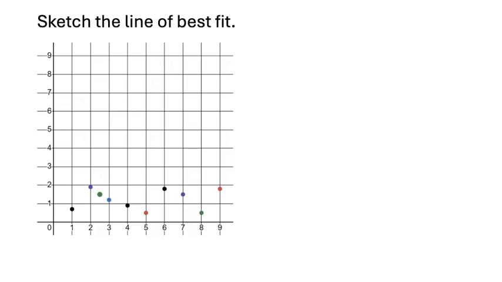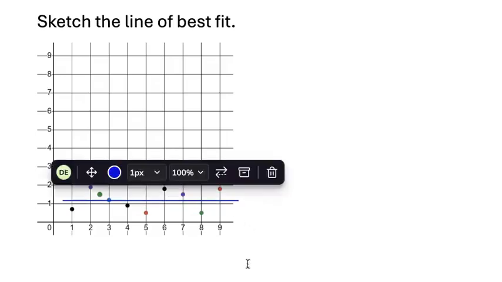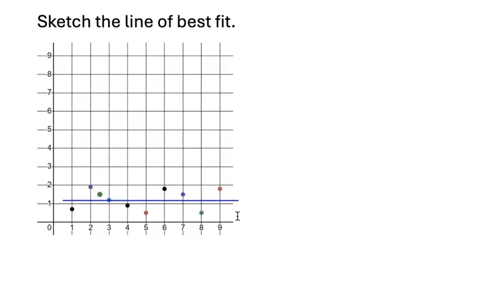We can also see multiple linear patterns in this scatter plot, but there's also a single line of best fit that fits the overall pattern pretty well. One interesting thing about this line of best fit is that it is pretty much horizontal.